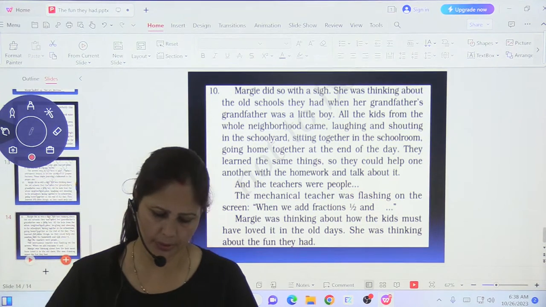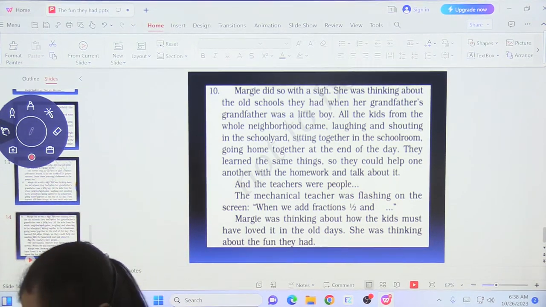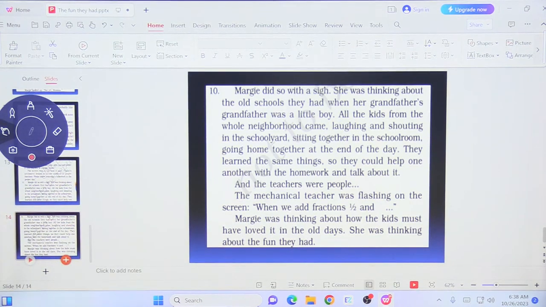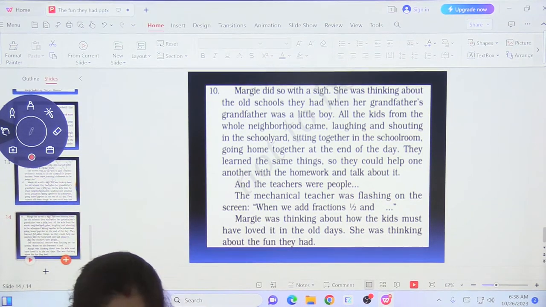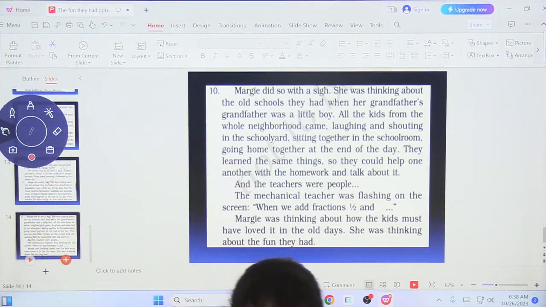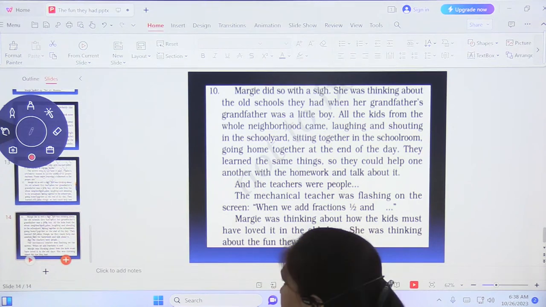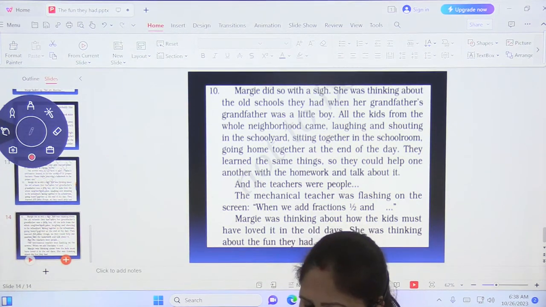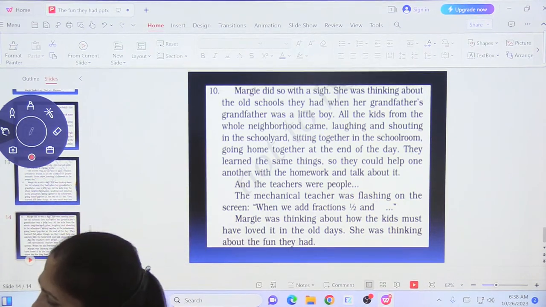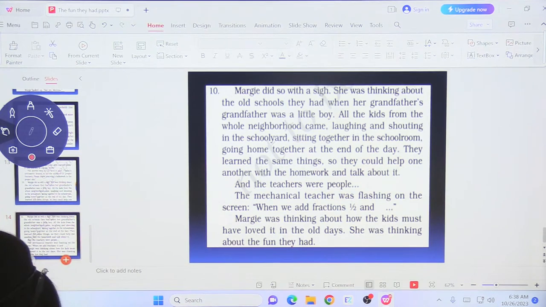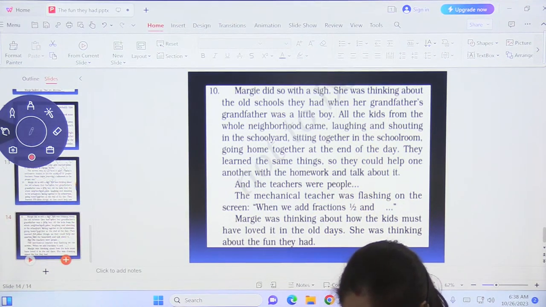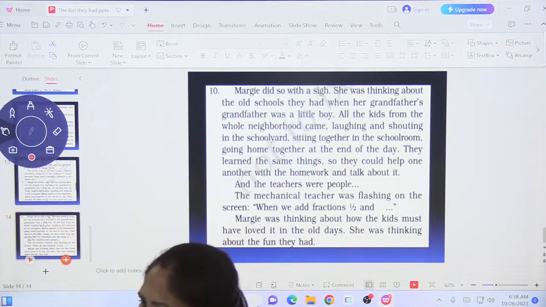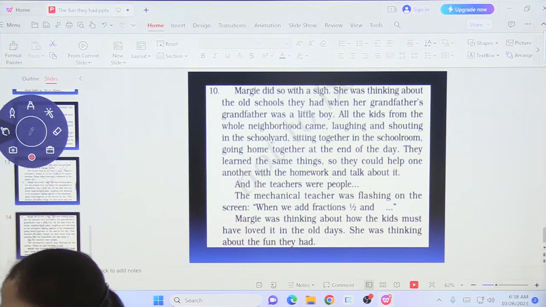Where had Tommy found the book? And how was it different from the books Margie and Tommy were used to? Where had Tommy found the book? How was it different from the books Margie and Tommy were used to?